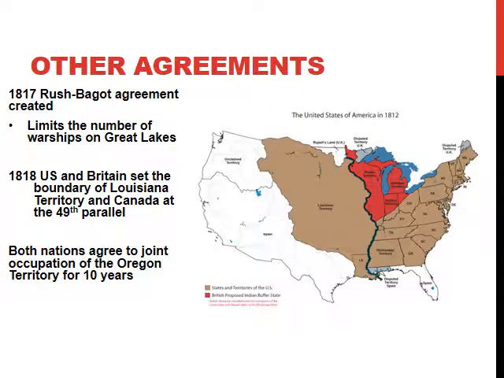After the war ended, the British and Americans reached some other agreements. In 1817, they created the Rush-Bagot Agreement, which limited the number of warships on the Great Lakes. The purpose was to stop any further conflict from occurring in this area. In 1818, the United States and Great Britain also set up a boundary of the Louisiana Territory and Canada at the 49th parallel, which you will see on your screen on the map. They also agreed to jointly occupy the Oregon Territory for 10 years. After those 10 years, the United States end up with this territory.